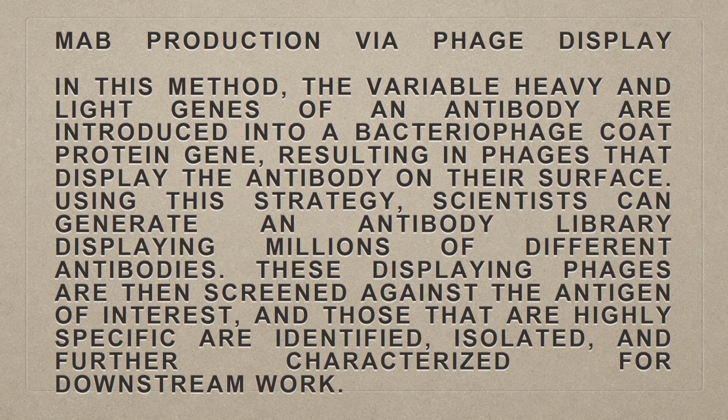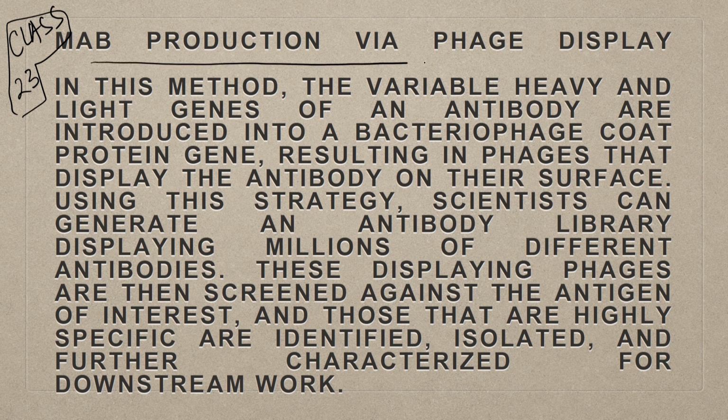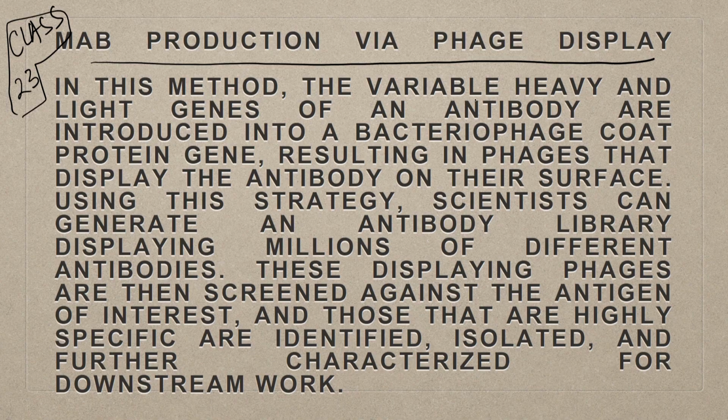So, today's class, which is class 23, will be on monoclonal antibody production via phage display. As I mentioned in the previous class, this technology is slightly more molecular biology intensive. In this method, the variable heavy chain and light chain genes of an antibody are introduced into a bacteriophage coat protein gene, resulting in phages that display the antibody on their surface.